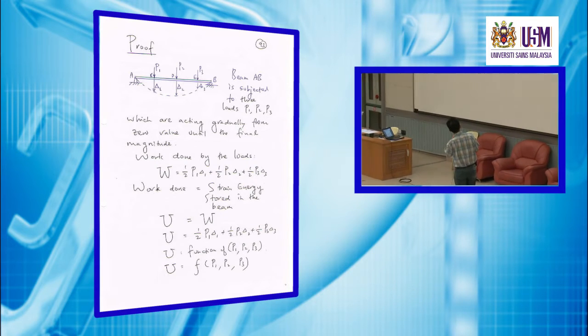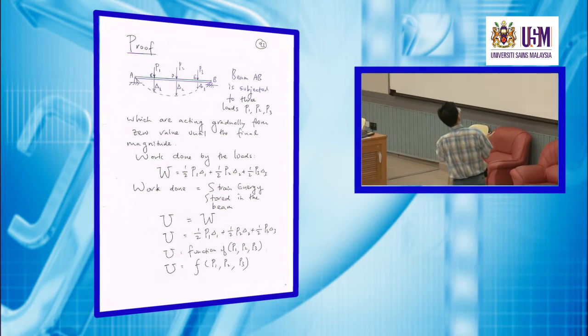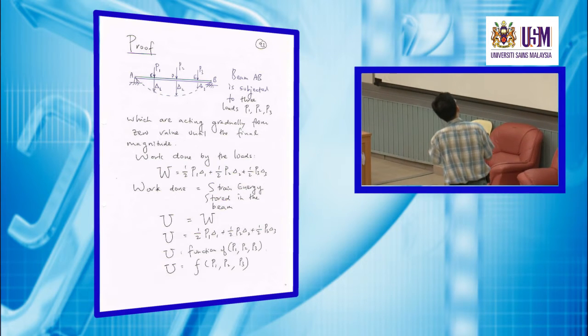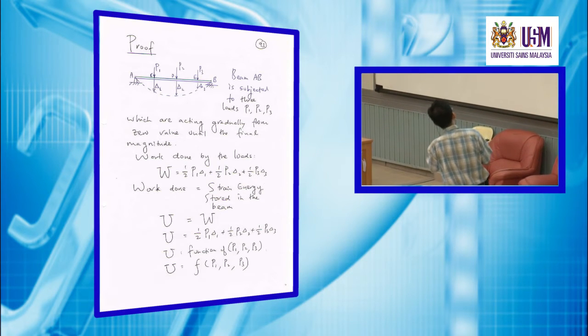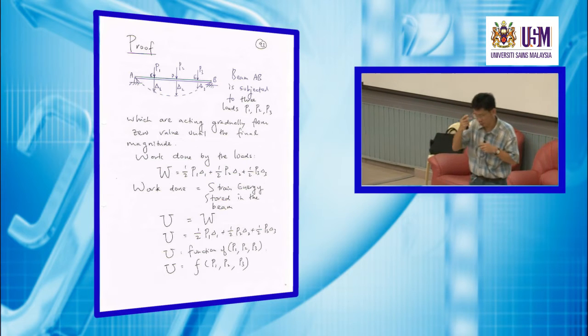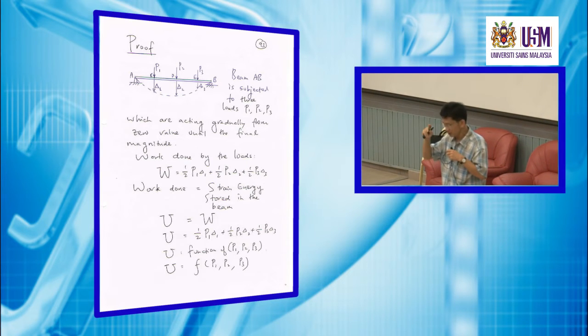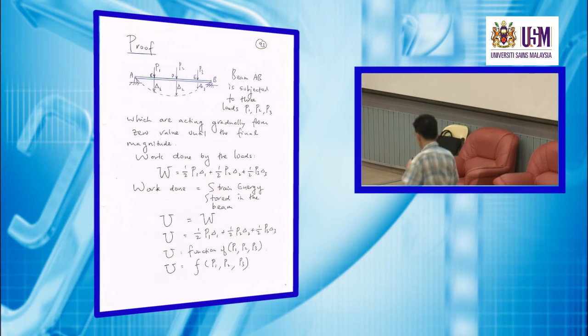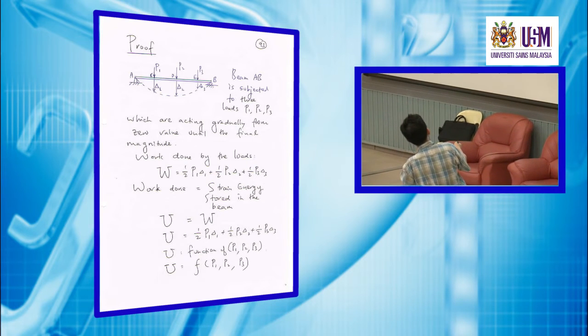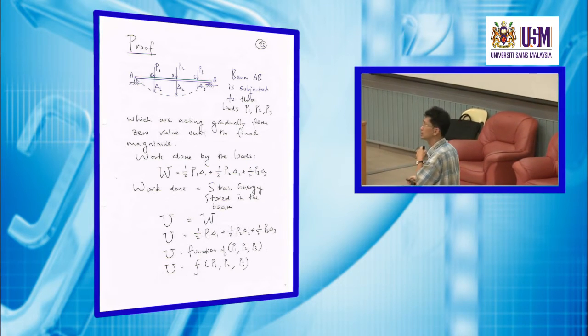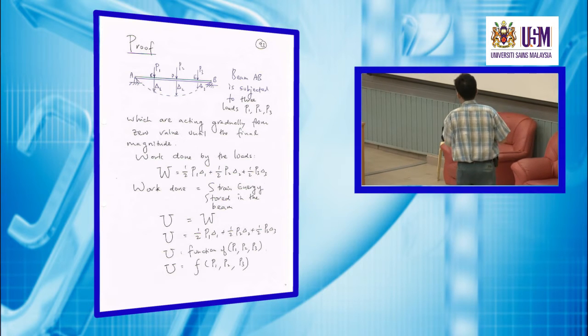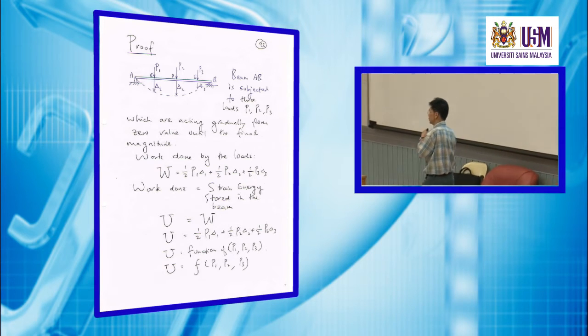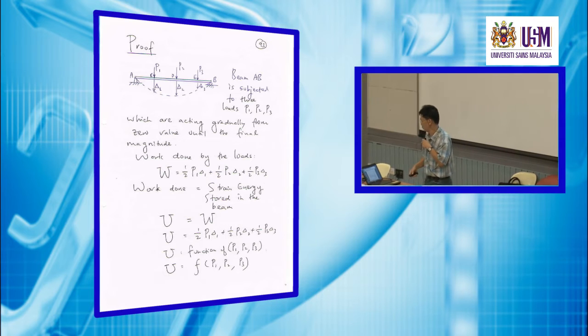We use this example, look at your notes, page 93. You have a simply supported beam. We use this example just to show the proof. You have three loads acting here, P1, P2, and P3: a simply supported beam acted on by load P1 at C, load P2 at D, and load P3 at E.